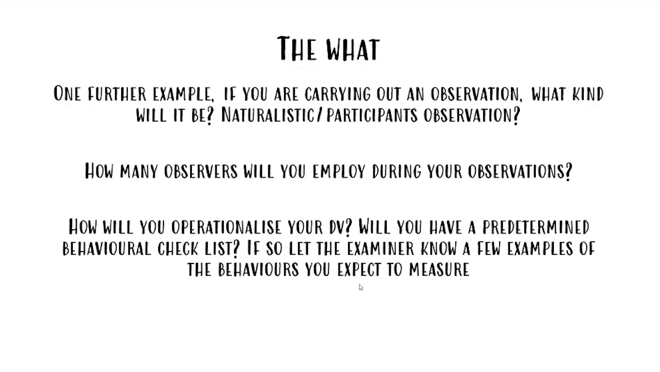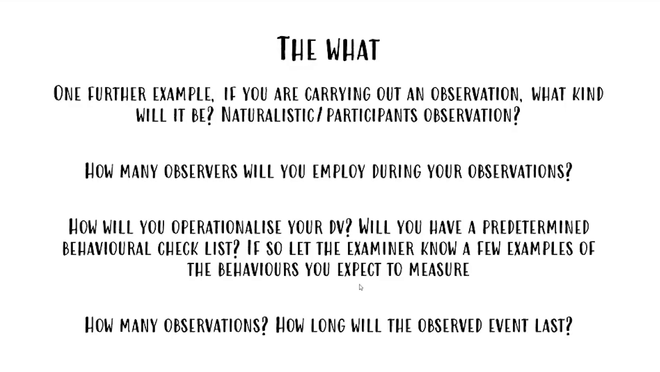Okay, so for example, in Milgram, he wanted to measure aggression in children, but he didn't just tell you that he was measuring aggression. He actually operationalized it later as punching, kicking, all those behaviors that he was counting. So you need to let the examiner know a few examples of the behaviors in your checklist if you're using an observation.